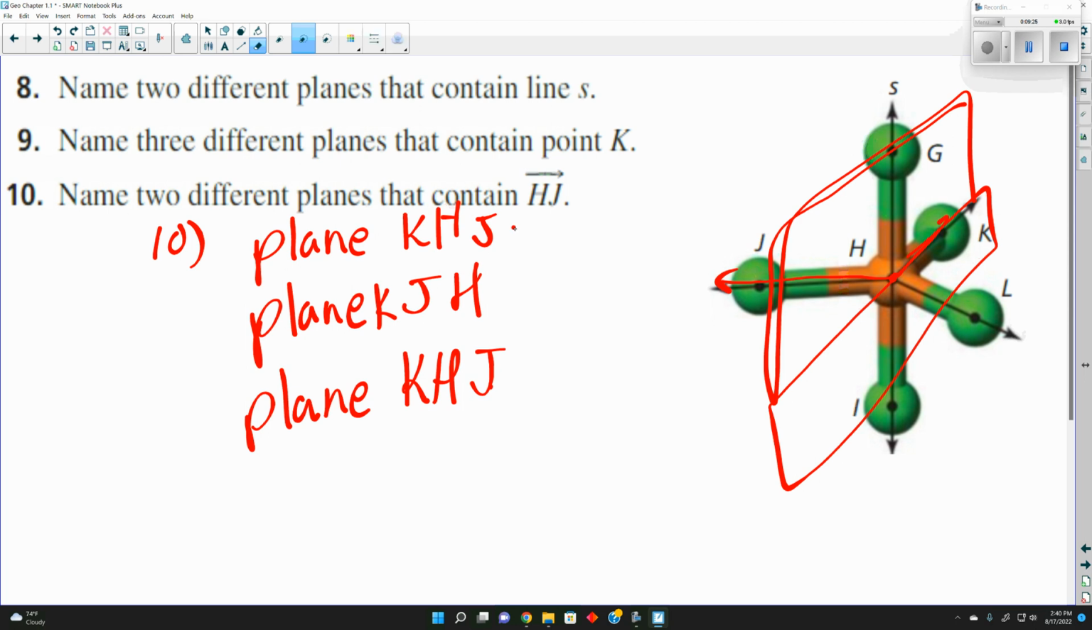This one? So if you were to put JHG, would that work? So plane JHG, yes. Doesn't it matter necessarily the shape of the plane as long as it has the 3 letters in it? Yeah, because the plane is always going to be flat, so it won't curve around.